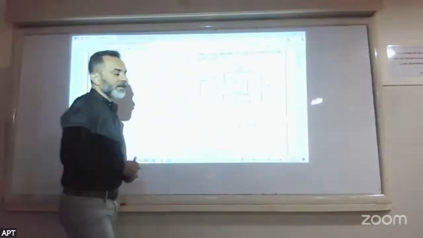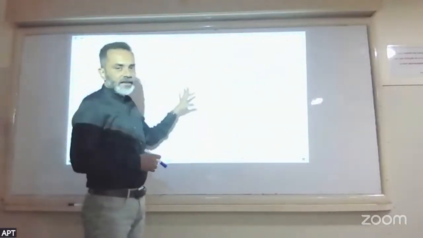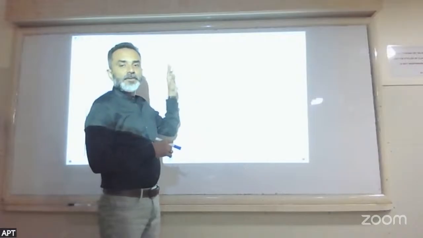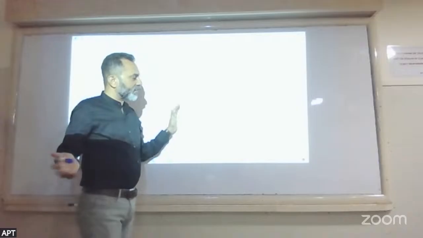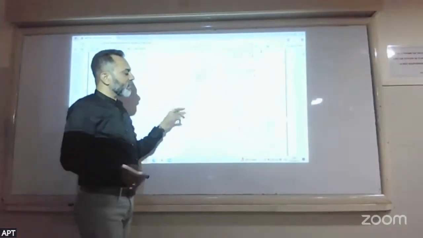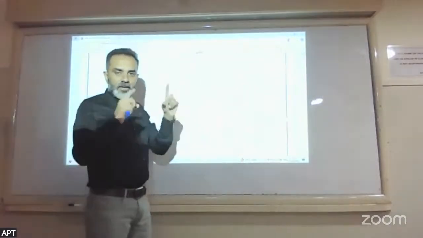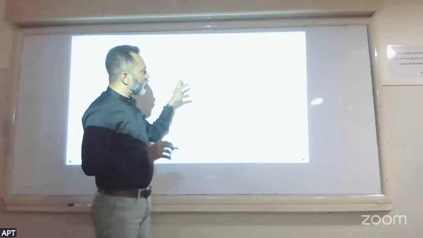First question: the current passing through the battery in the given circuit is. The circuit seems to be very complicated, but if you simplify it, this is nothing but the Wheatstone's network. Can you please have the screen up? You can see the solution here. Of course, you can take a screenshot later, and the PDF will also be provided. Then you can verify it.